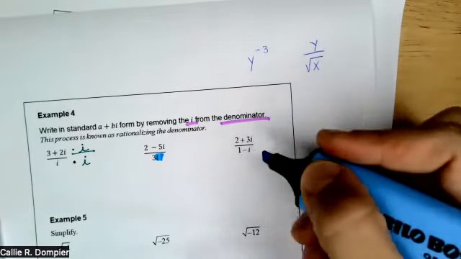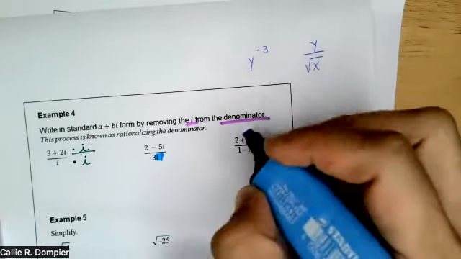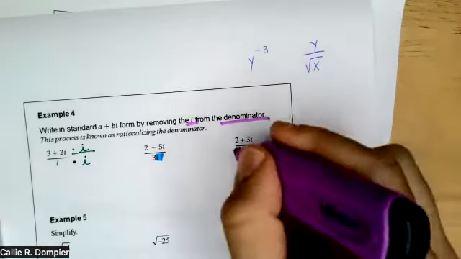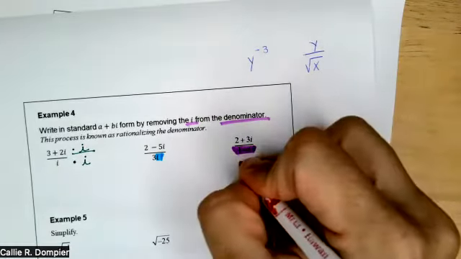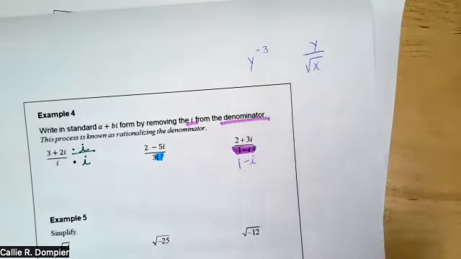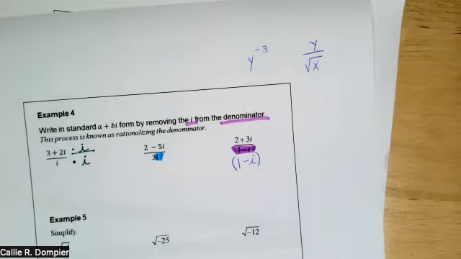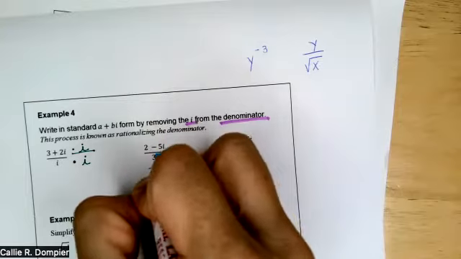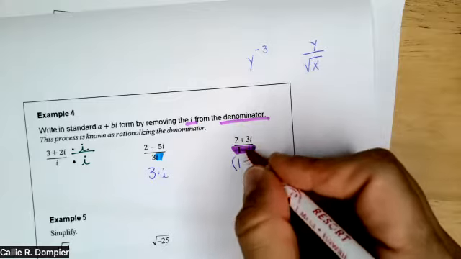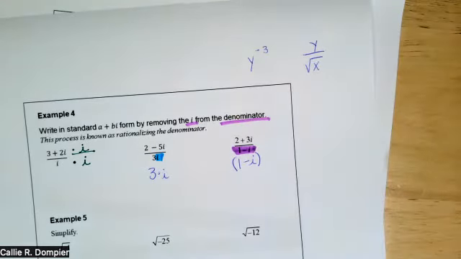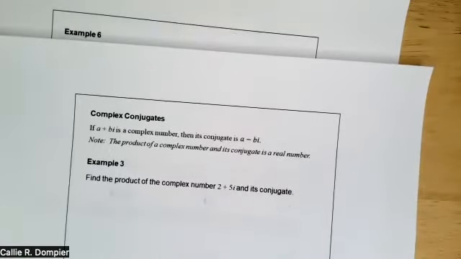However, here, these are not being multiplied. So I have to take the entire denominator. That's one single factor, essentially. Here, the factors were 3 and i because it's 3 times i. There's nothing being multiplied here, so you have to take the entire denominator together. That is why we're going to cover conjugates.